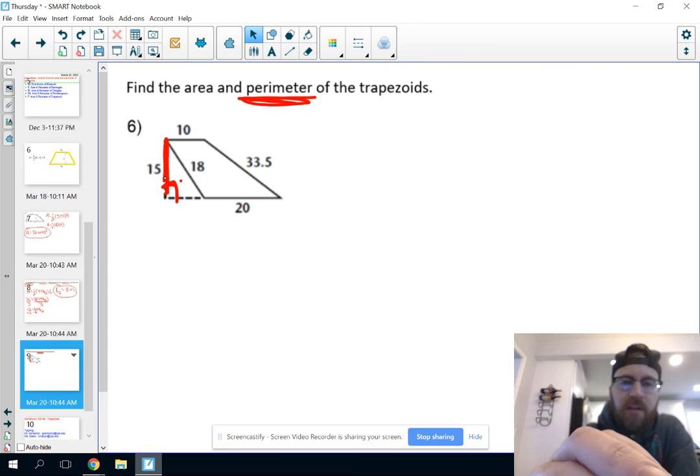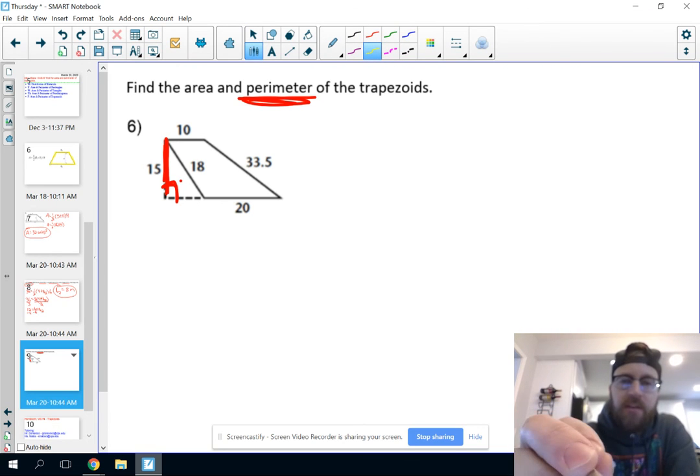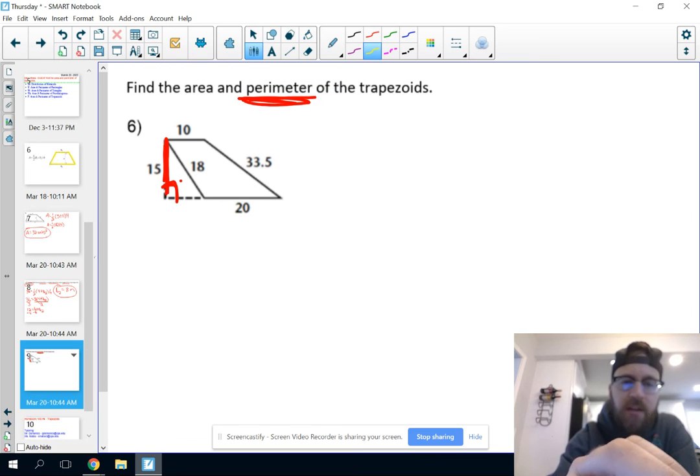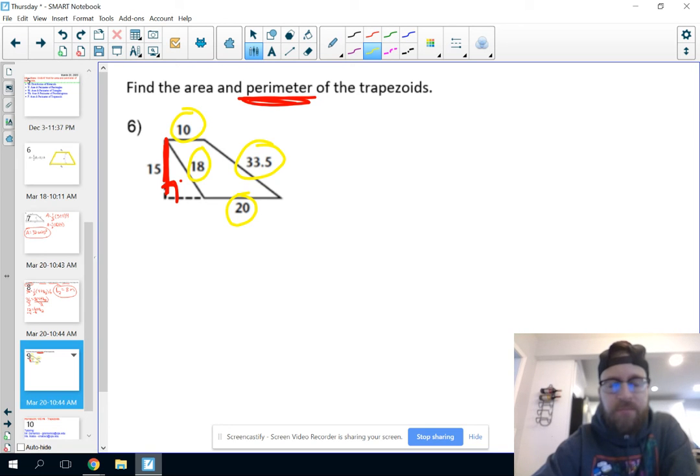But for perimeter, all you're going to do, like we talked about in that first slide, but there weren't numbers, all you're going to do is add 10, 18, 20, 33.5 to get that perimeter. And I'll let you work on calculating the area.